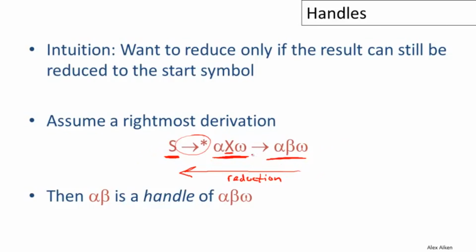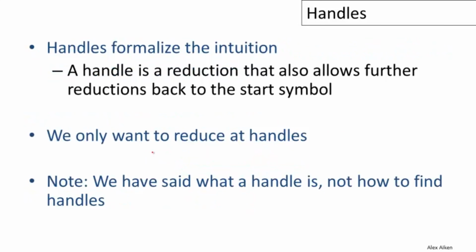these arrows. Anyway, if this is a rightmost derivation, then we say that alpha beta is a handle of alpha beta omega. And that just means that yes, it would be okay in this situation to reduce beta to X, that we could replace beta by X because it's not a mistake. We can still, by some sequence of moves, get back to the start symbol, by doing more reductions. So handles formalize the intuition about where it is okay to do a reduction. A handle is just a reduction that also allows further reductions back to the start symbol.